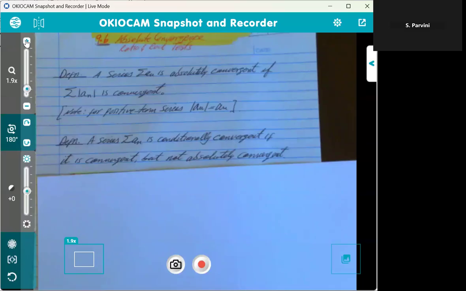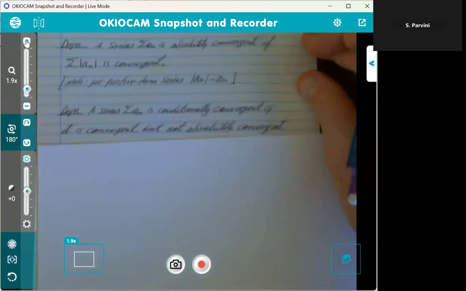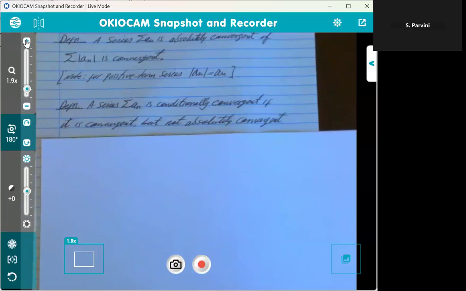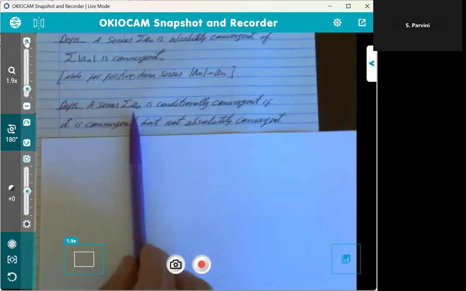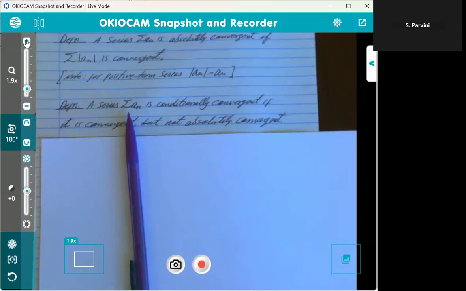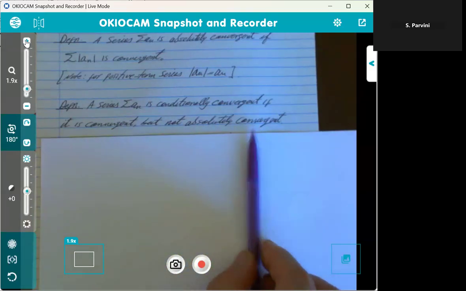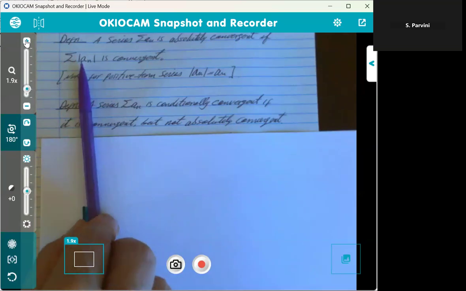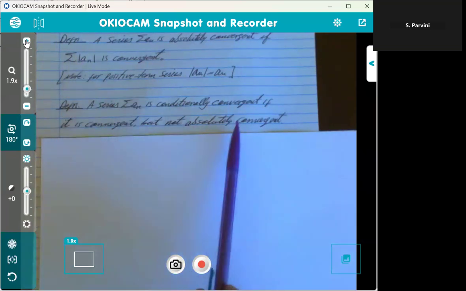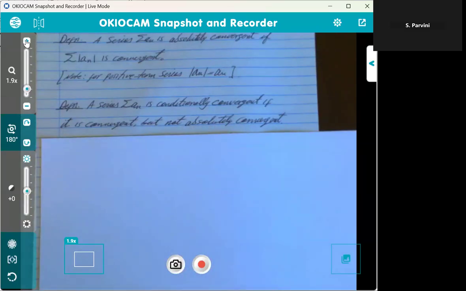Now, the definition of a conditionally convergent series. Suppose now we have a series, sigma a_n. We say that this series is conditionally convergent if it is convergent but not absolutely convergent. In other words, the absolute value of the series diverges, it is not convergent. So the absolute value of the series diverges. However, the series on its own will converge.